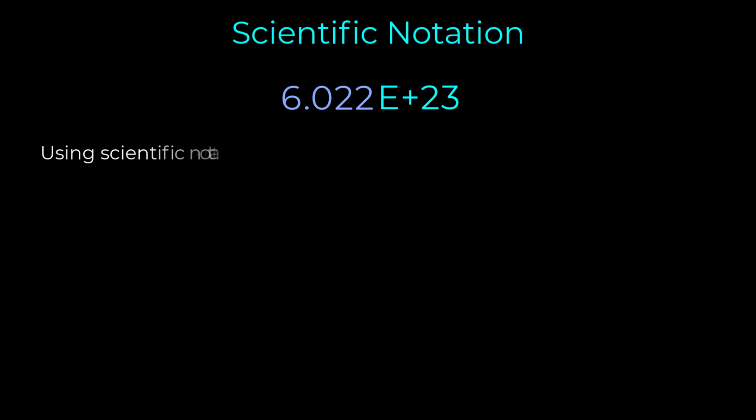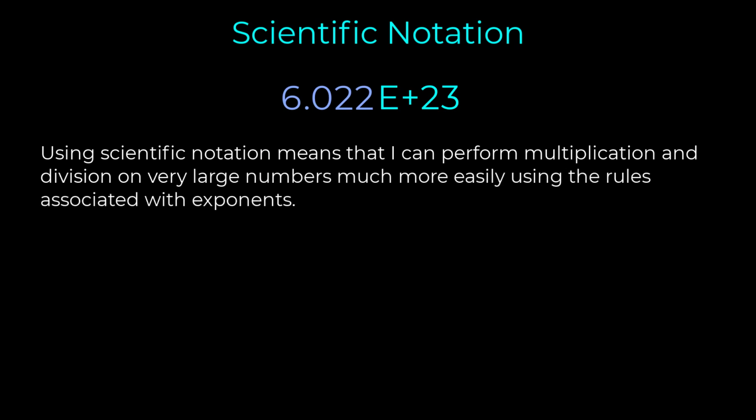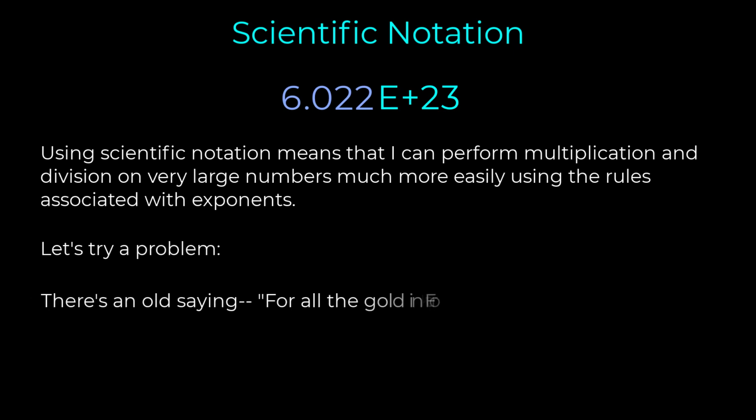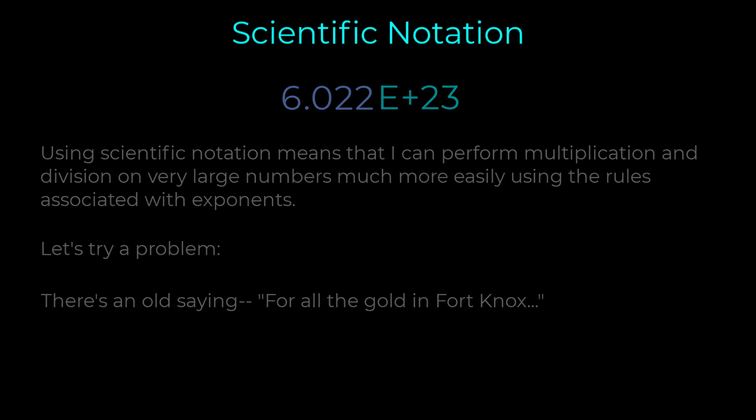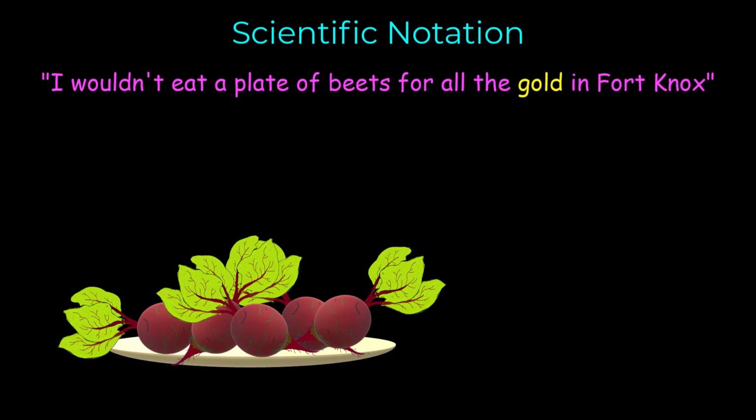Using scientific notation means that I can perform multiplication and division on very large numbers much more easily using the rules associated with exponents. Let's try a problem. There's an old saying, for all the gold in Fort Knox. I don't like beets, so for me the saying might go something like this. I wouldn't eat a plate of beets for all the gold in Fort Knox.